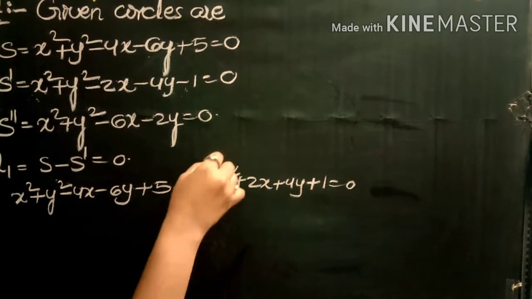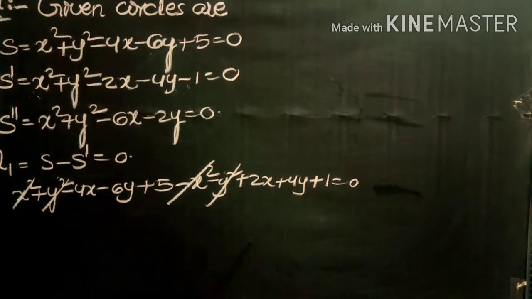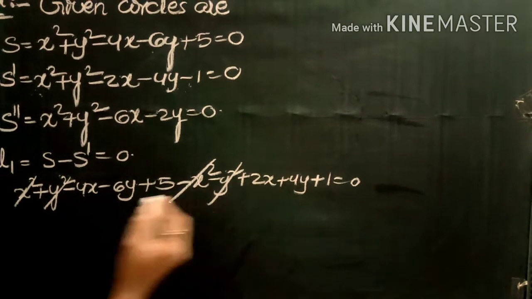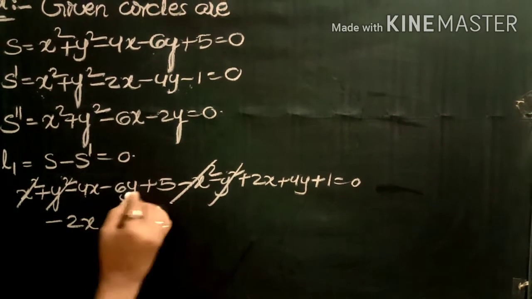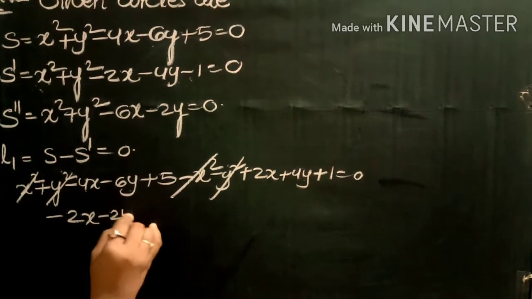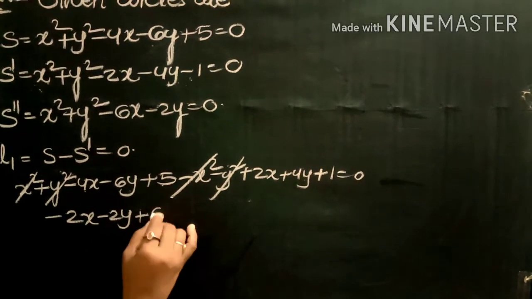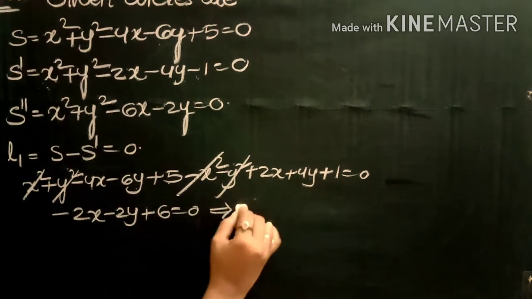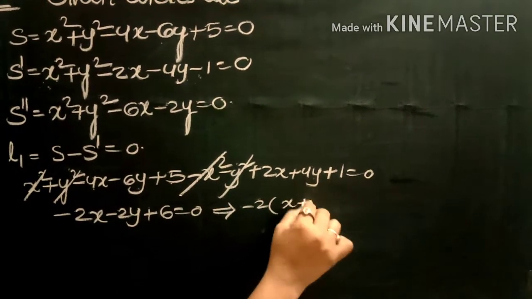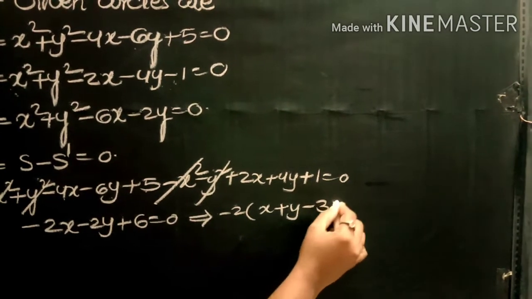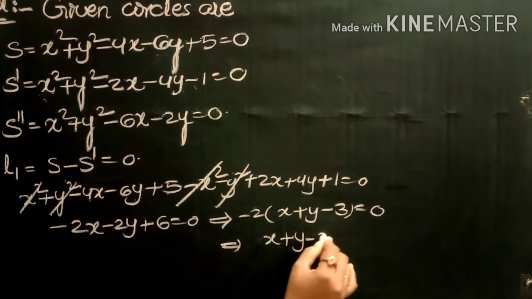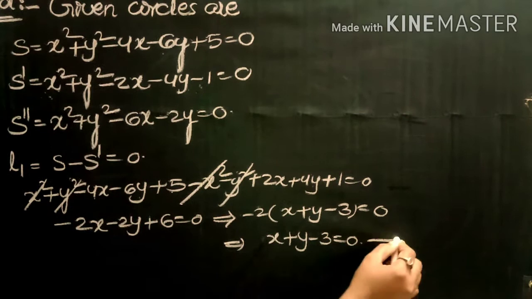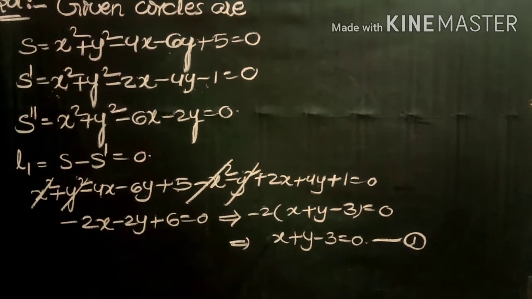This implies here x square, y square, minus x square, minus y square get cancelled. Minus 4x plus 2x is minus 2x, minus 6y plus 4y is minus 2y, 5 plus 1 is 6, equal to 0. Now taking minus 2 common here, minus 2 into x plus y minus 3 equal to 0. That is x plus y minus 3 equal to 0. Now this is the first equation. This is the radical axis equation, first equation.